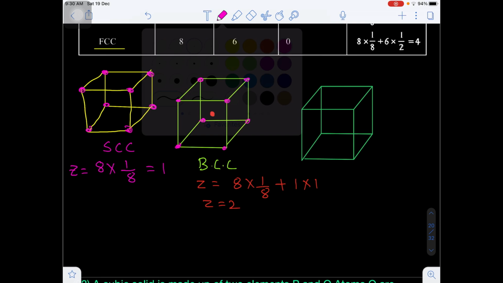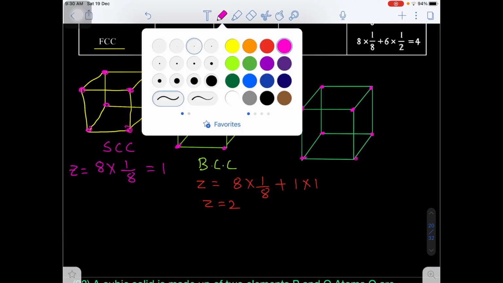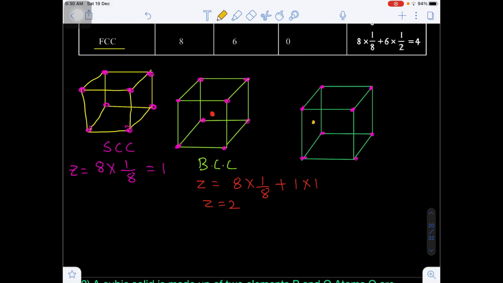So already we know there are 8 corners in a cubic unit cell, and at each corner there is one particle. Apart from that, there are 6 faces, and each face center has one more lattice point, one more constituent particle. Are you getting my point? So in total there are 8 plus 6, that is 14 constituent particles in a unit cell.